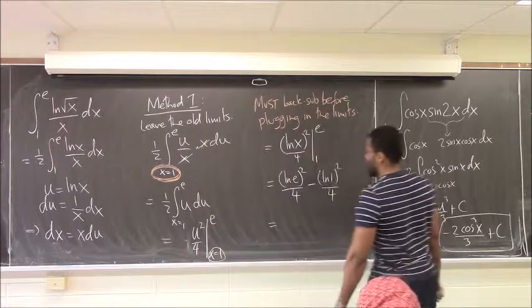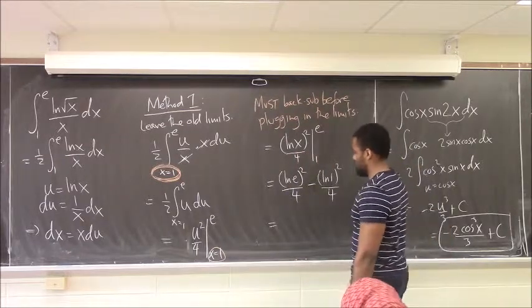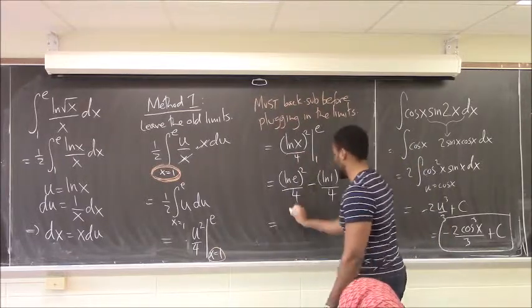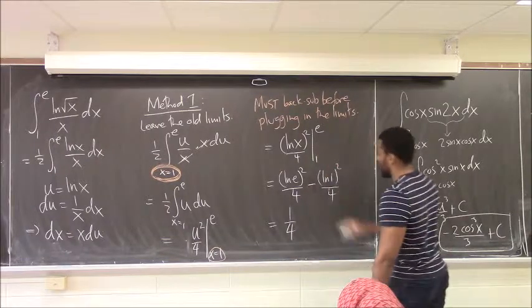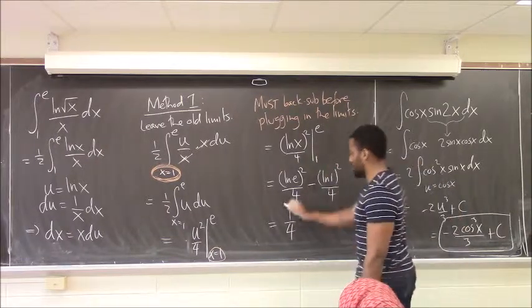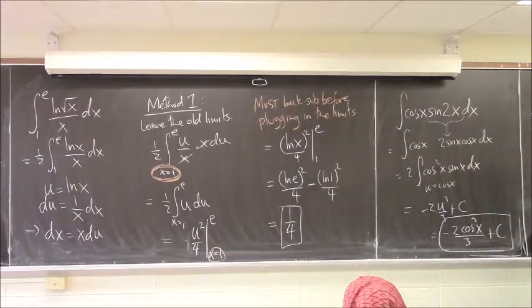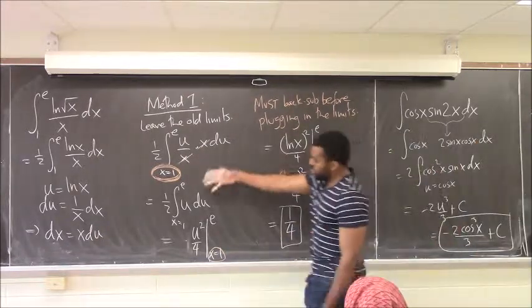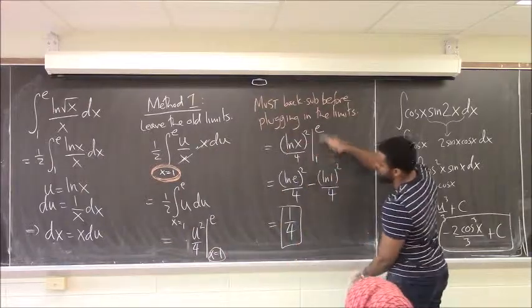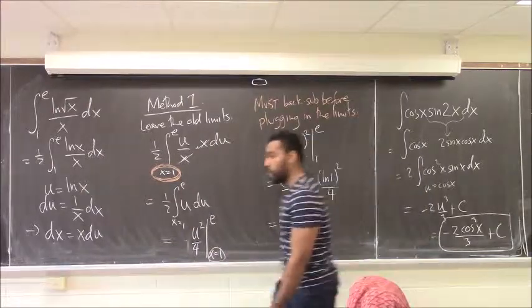What is ln of e? It's 1, so that's just 1 over 4. It's ln of 1, which is 0. So we get 1 over 4. This is one way you can do it. You can do method 1: leave the old limits, do your substitution, and back substitute before plugging in the limits. So that's one option.